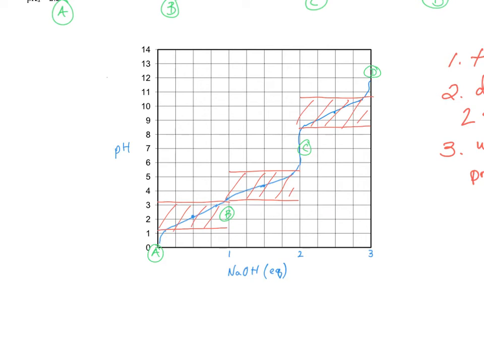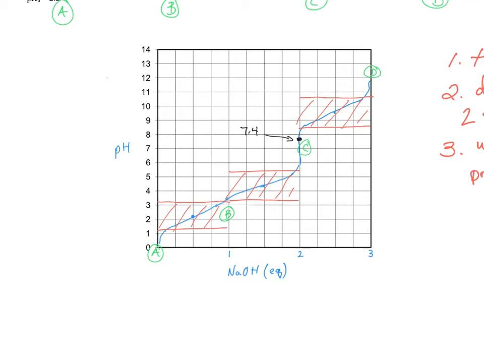Let's consider where we are at pH 7.4. I'll use some different color here. We'll use black for that. pH 7.4 is right here. That's what it would be in the blood. And what we can say for sure is that C is going to be one of those structures that we have at pH 7.4. But which is the other one, B or D?